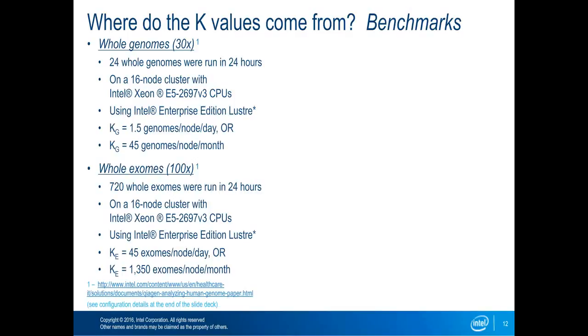You can do the same thing for exomes, which is in the white paper that Michael described earlier. And you come up with a K of 45 exomes per node per day, or 1,350 per month. And you can see the difference in scale between genomes and exomes in terms of how many you can do.